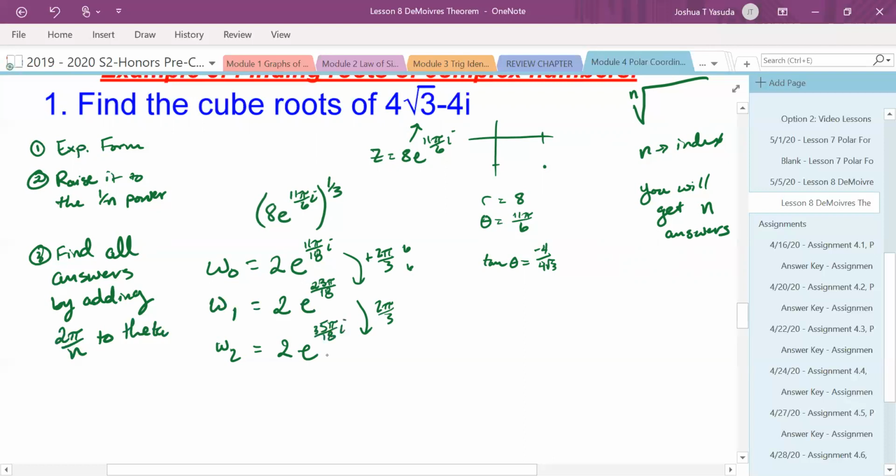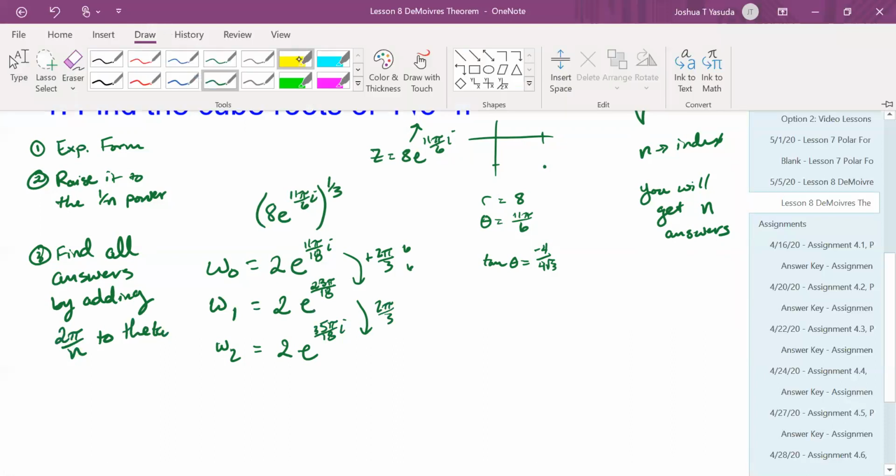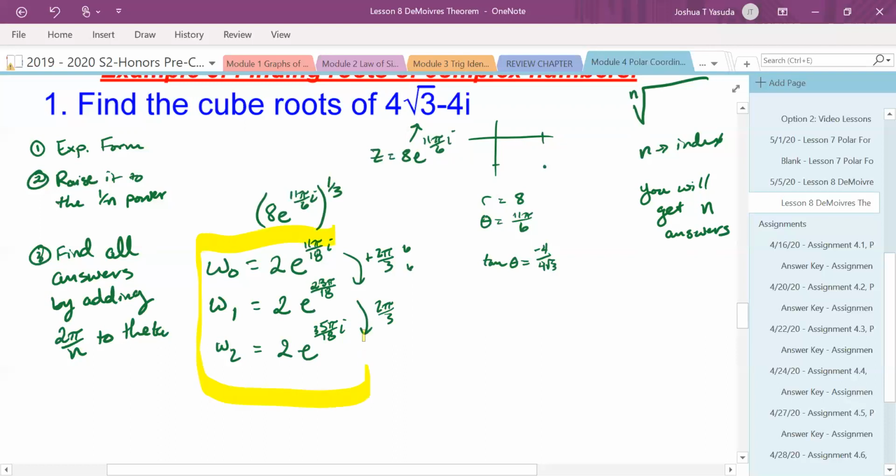The reason you don't do another one is because all it's going to do is circle back around to the first angle. If you add another 12 pi over 18, you'll just come back to the same angle as 11 pi over 18. So those are the 3 cube roots. This is your answer right here, and I'm not going to make you write them out. This is good enough for me.